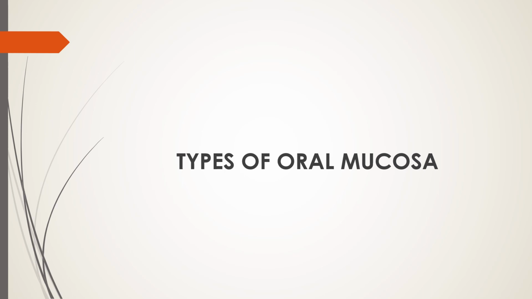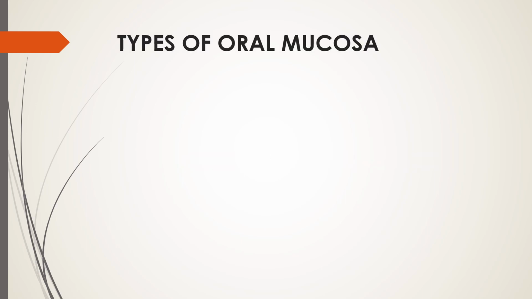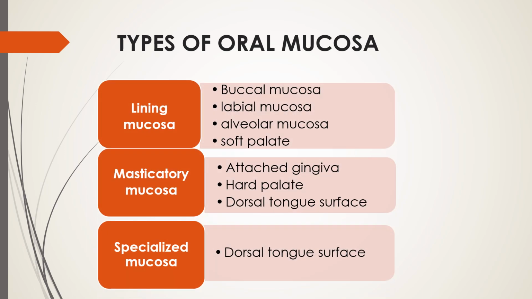Now we are going to discuss the types of oral mucosa. Oral mucosa is divided into three types depending upon the site. The three types include the lining mucosa, the masticatory mucosa, and the specialized mucosa.